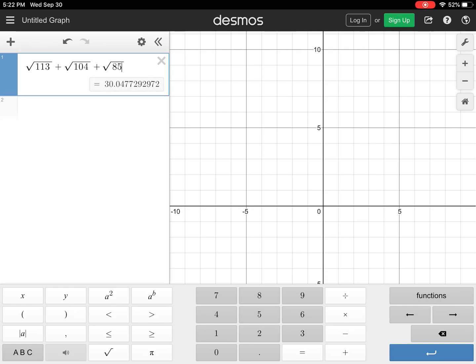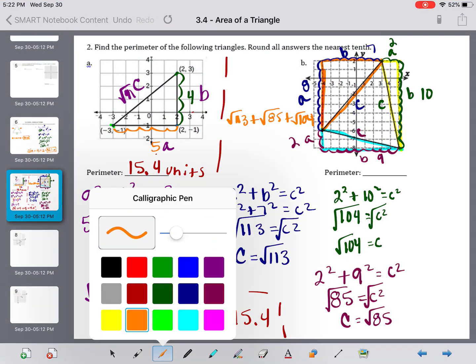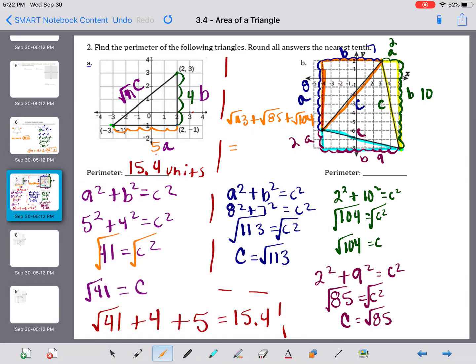So round to nearest tenth, the perimeter of this triangle is roughly 30.0. I know it's weird to say 0. If you just wrote it as 30, that's fine too. But technically it's 30.0 when rounded to the nearest tenth, units. So there we go. There's 2A and B.